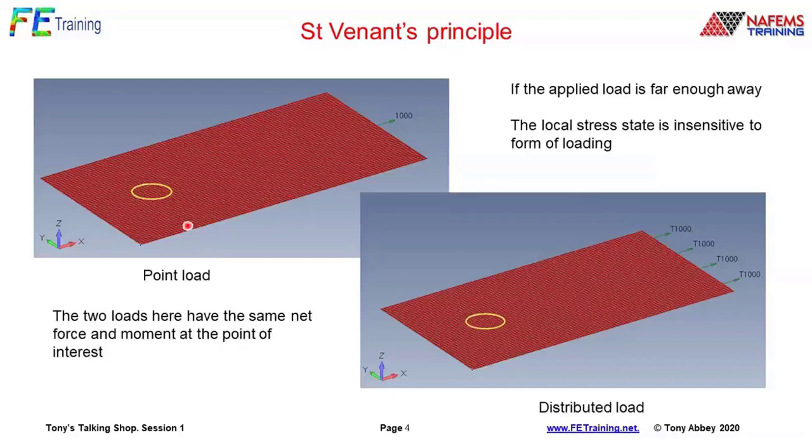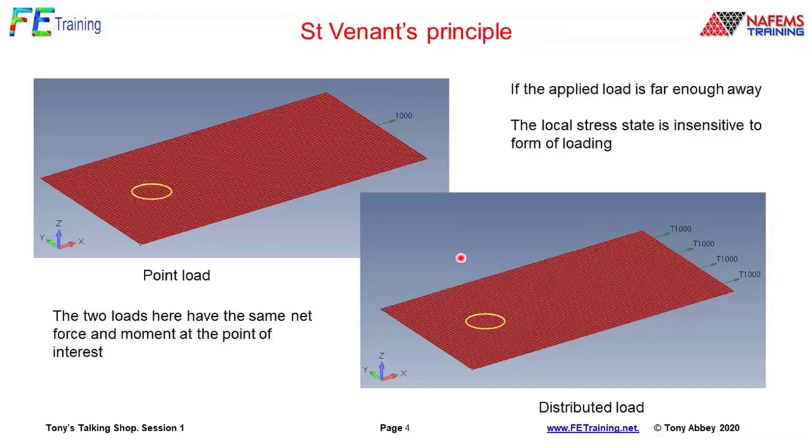So what it means is that I've got two plates here, and I'm applying a load at the far right-hand end. This one, I'm applying a point load, but my target region of stresses is over here where the yellow circle is. And basically what St Venant's principle is saying is if the applied load is far enough away, we don't care what the form of the loading is.